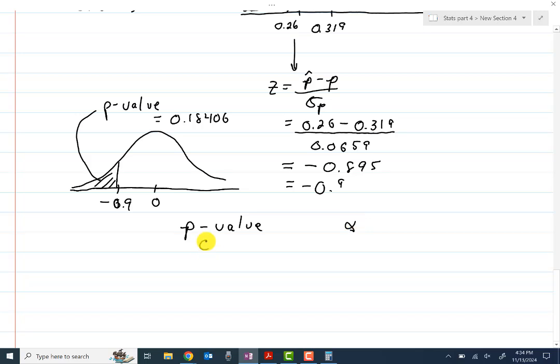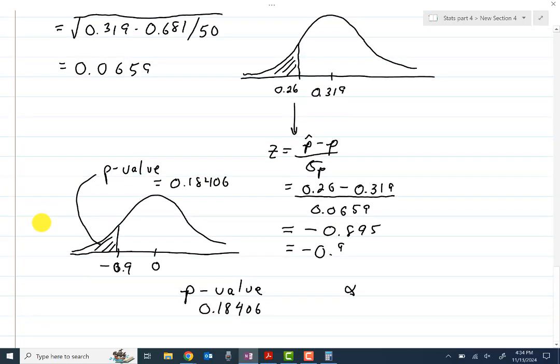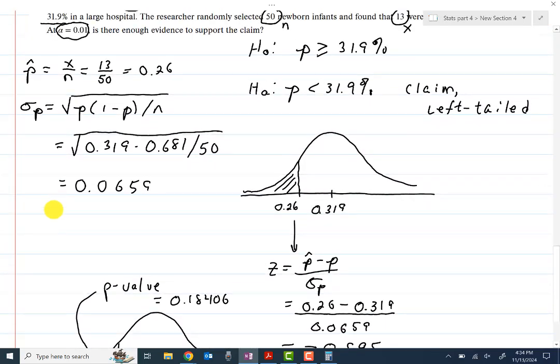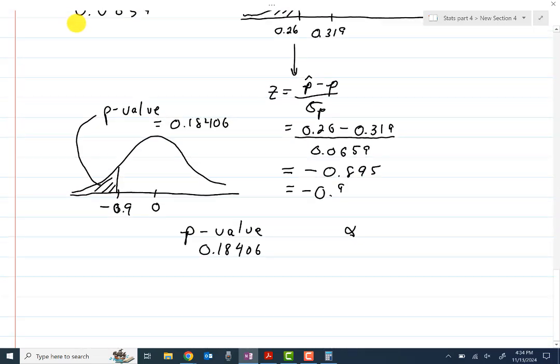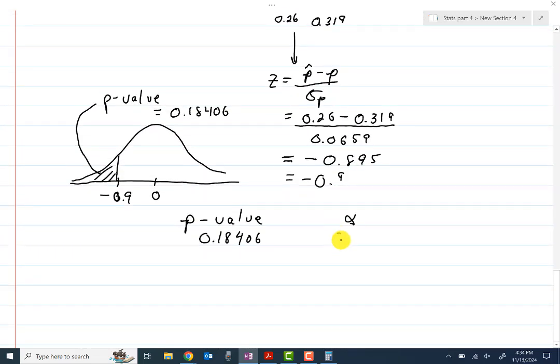And now we're ready to do our decision. Our p-value 0.18406 versus whatever alpha was. Alpha was 0.01. So the p-value is larger, so do not reject H naught.